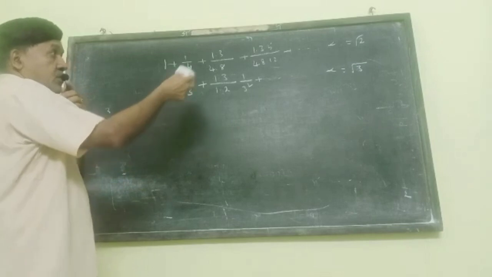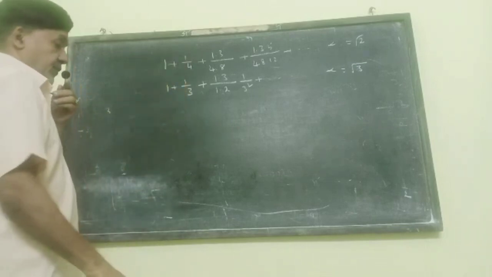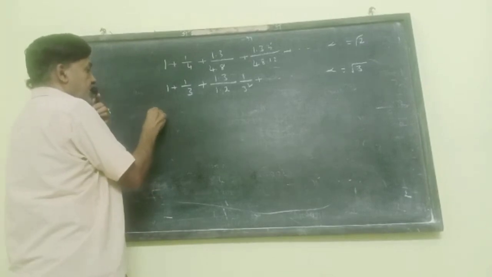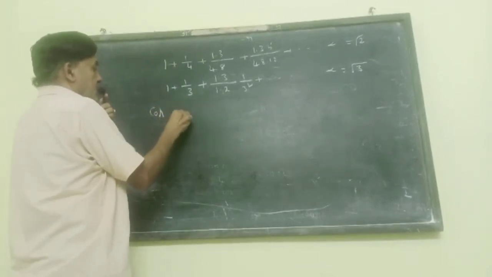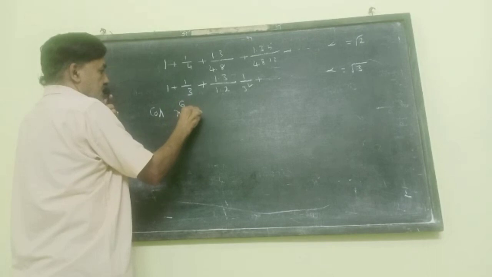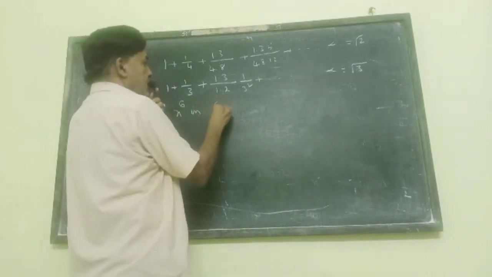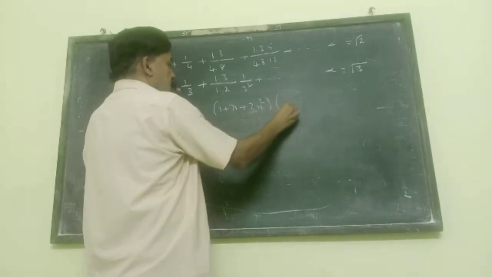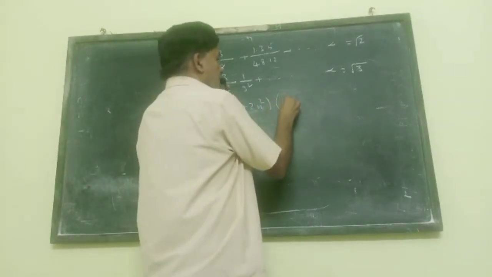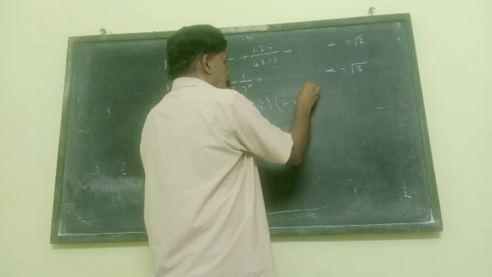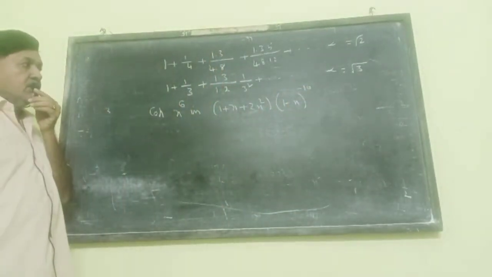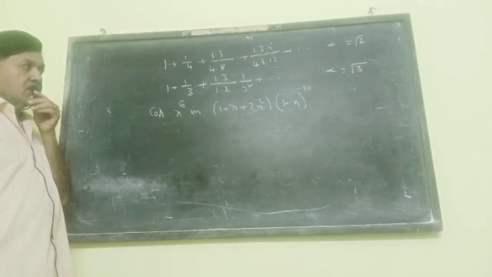Yes, I hope you can do these two questions. The next question is: coefficient of x power 6 in the expansion of (1 plus x plus 2x square) into (1 minus x) whole power minus 10. (1 plus x plus 2x square) into (1 minus x) whole power minus 10.